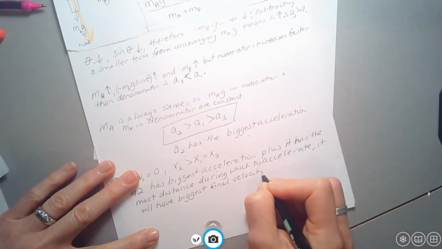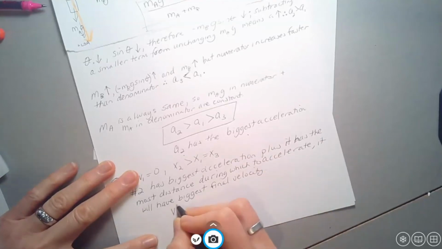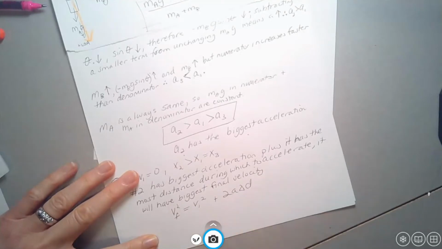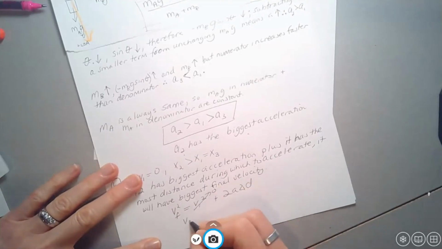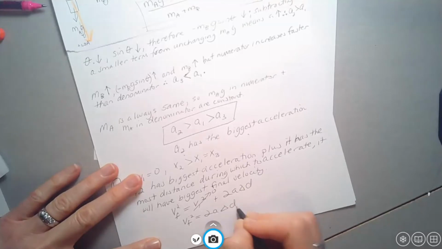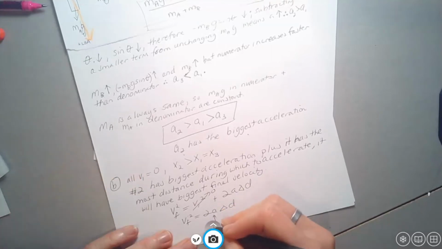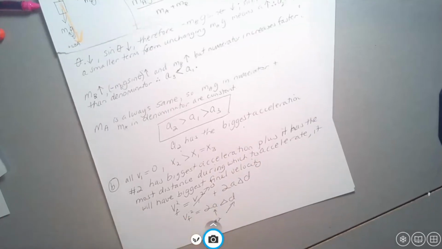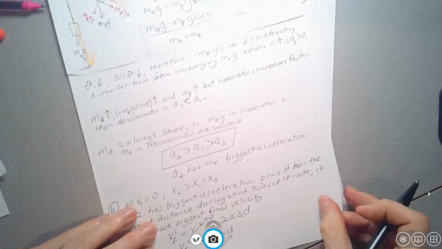You can also look at this more quantitatively. If you look at this equation, they all start at rest. So your V final squared equals 2a delta d. Number 2 has the biggest acceleration here and the biggest distance here. Therefore, its final velocity is going to be biggest. All right, next problem, next part.